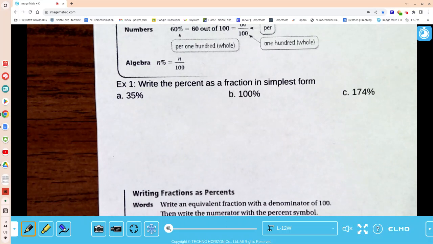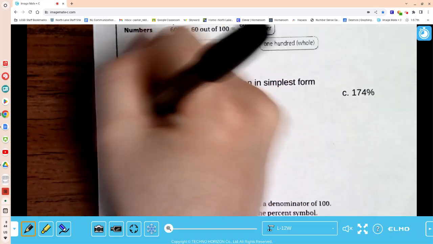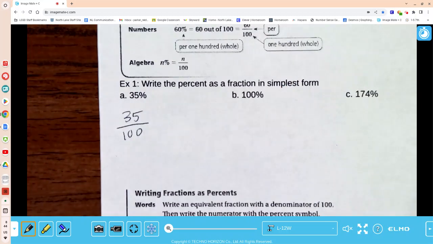Starting with 35%. If it says percent, that means it's out of 100. So I can rewrite this as 35 over 100. Ta-da, it's a fraction. But what do we almost always want to do with fractions if possible, Logan? Yes, and this one can be simplified. What fits into both of the 35 and the 100? What could I divide them by to simplify this? What fits into 35 and 100?